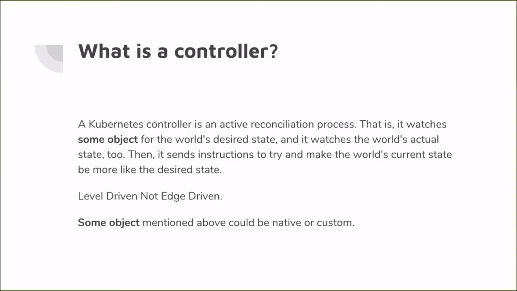So it means that it will watch for the resources, and it will watch for the state of the resources, and the state will be actual and desired. If the actual state is not matching the desired state, it will form a reconciliation loop to achieve this. And the object mentioned above could be native or custom. We'll see how we can extend native resources' controllers also.